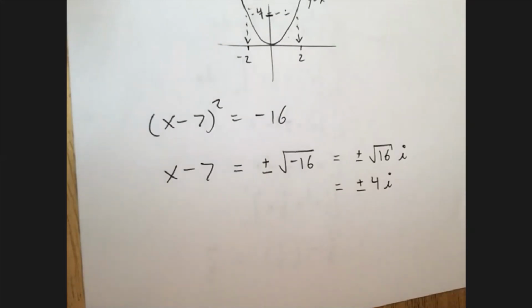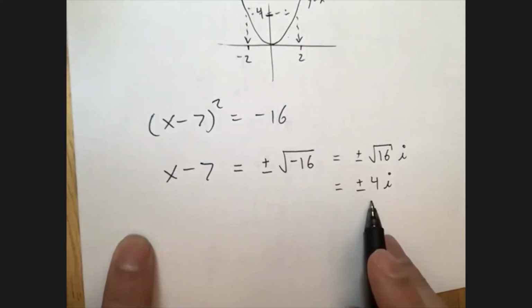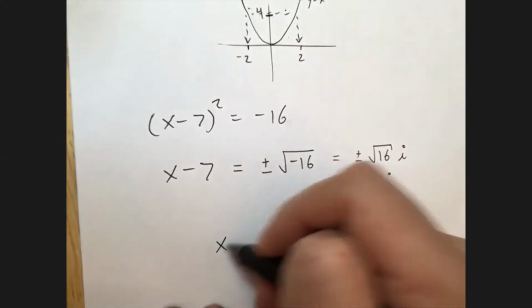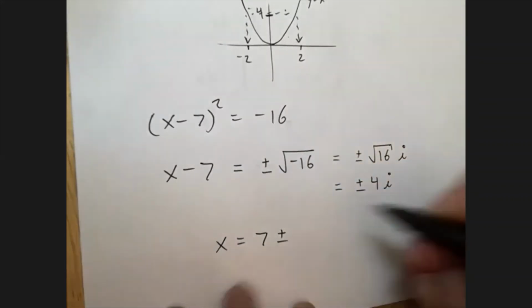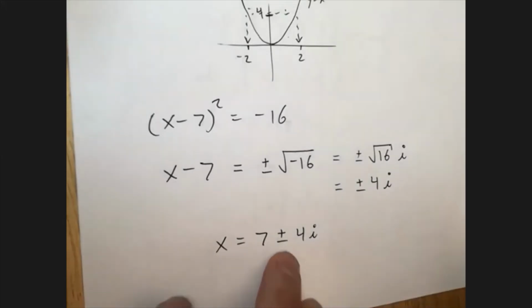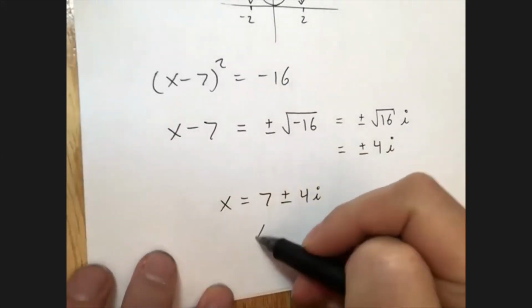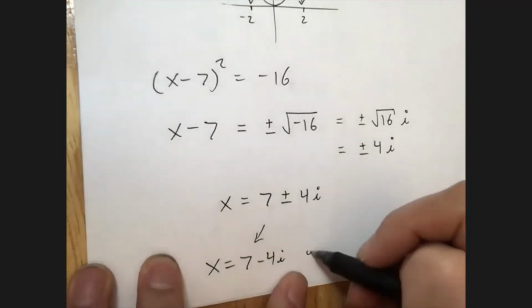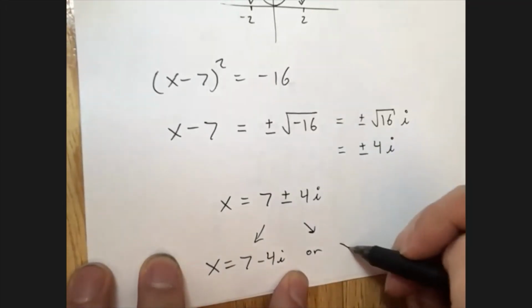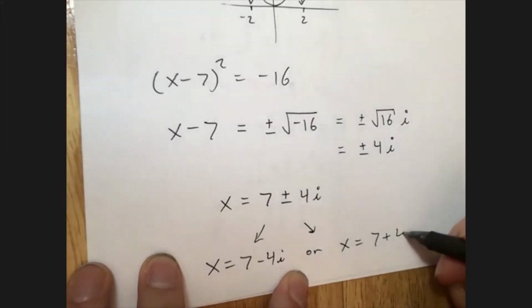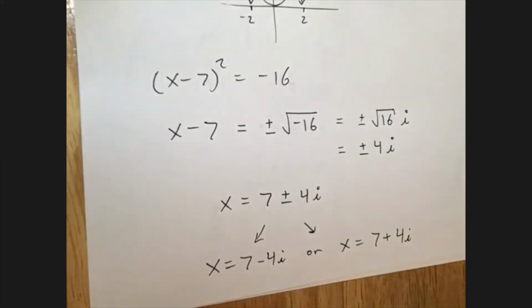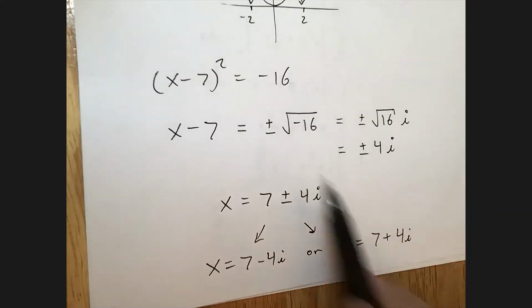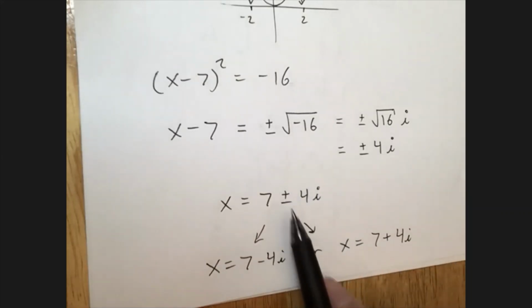So there's 2 different answers. So if I add 7 to both sides, what do I get? I get x equals 7 plus or minus 4i. Another way to write this would be, x equals 7 minus 4i. That's one of the answers. Or x equals 7 plus 4i. That means the same thing. And so there are two different ways of writing it. This means or, plus or minus. So you could put it with a minus, write or, and then put it with the plus. So we're really getting two different answers here.